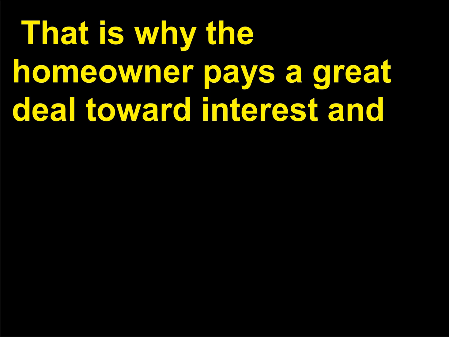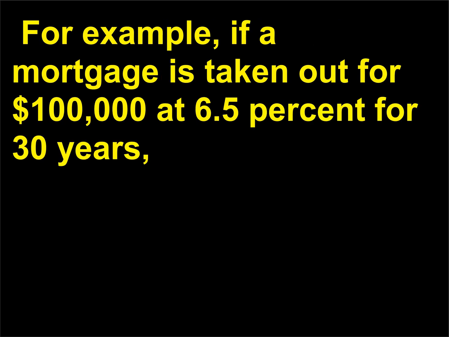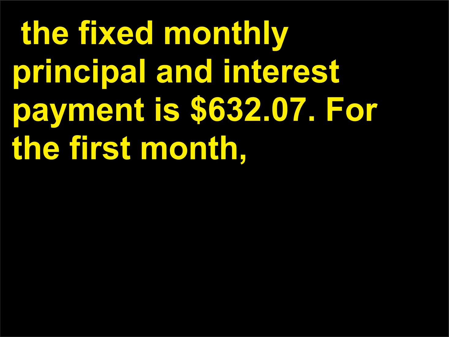That is why the homeowner pays a great deal toward interest and not the principal for the first several years of a home mortgage. For example, if a mortgage is taken out for $100,000 at 6.5% for 30 years, the fixed monthly principal and interest payment is $632.07 for the first month.